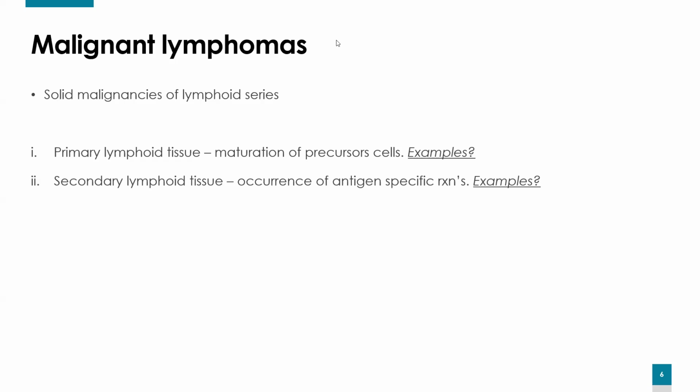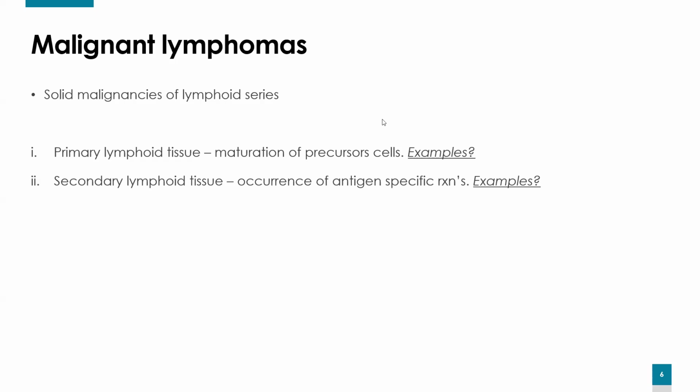Okay, let me see. Can you just unmute and tell us two primary lymphoid tissues? But just from the definition, where does maturation of precursor cells occur? What's the best way to put it.